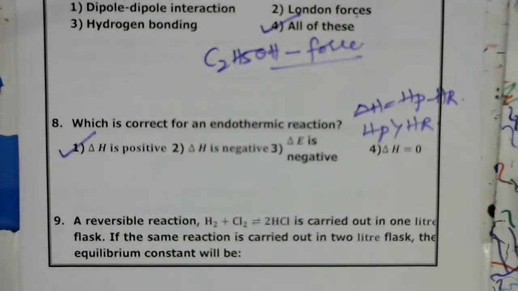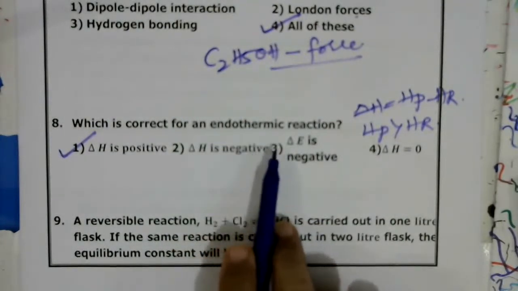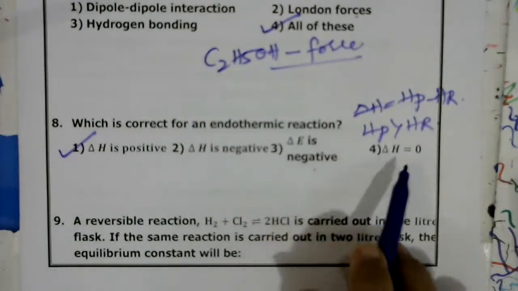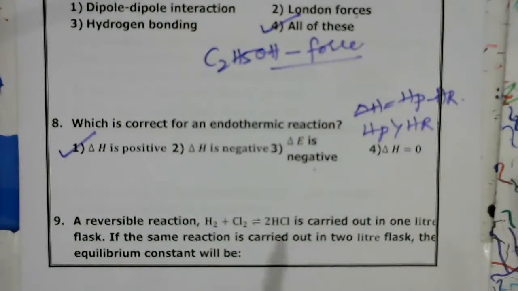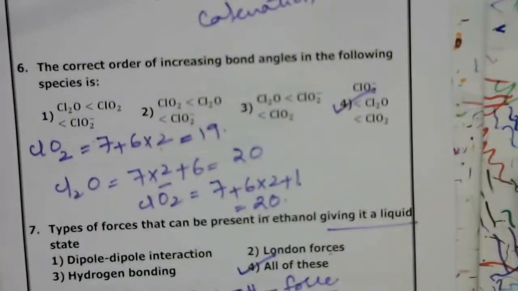Delta H is positive. Delta H will become negative for what? Delta H negative will become for exothermic reaction, whereas delta E negative, when we'll get when there is a loss of internal energy. You can't expect delta H is equal to 0. Okay. Next question. Question number 9.